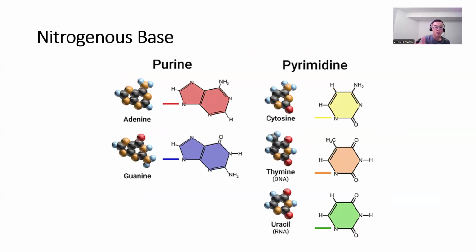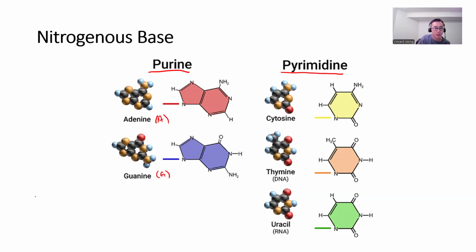Now, the nitrogenous base can be separated into 2 categories, depending on how many rings it has. Purines have 2 rings in it. Pyrimidine has only a single ring. Okay. So the 2 purines are adenine, which is what the A is, and guanine.